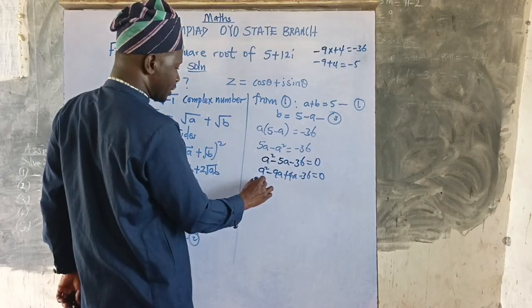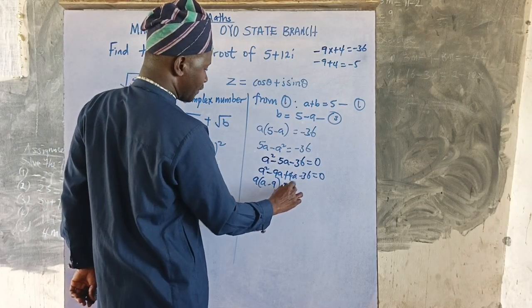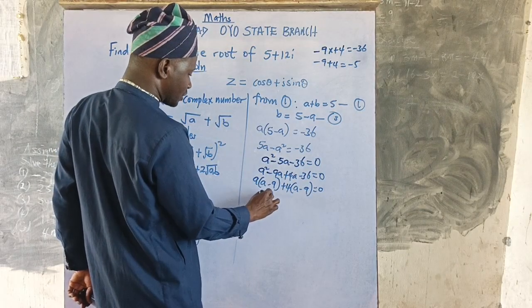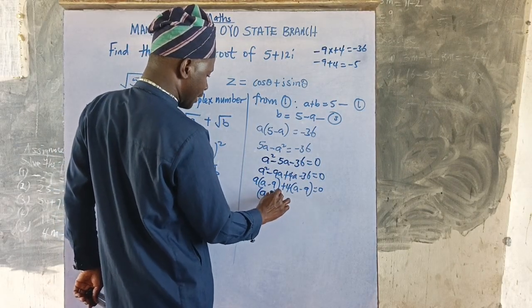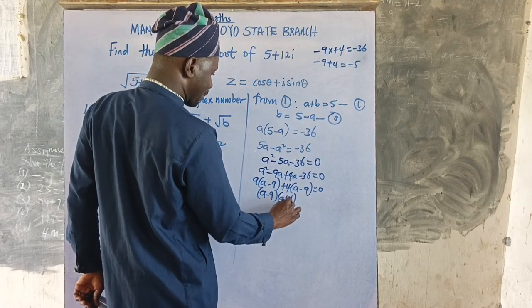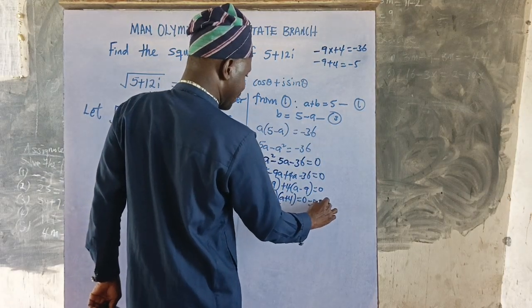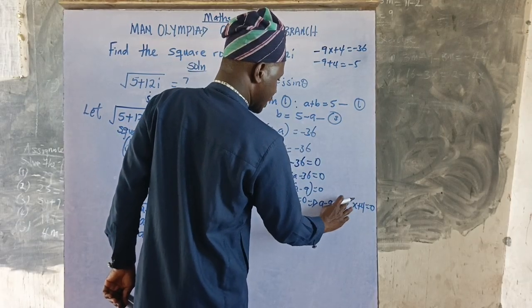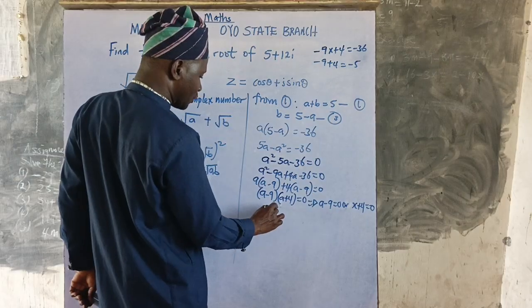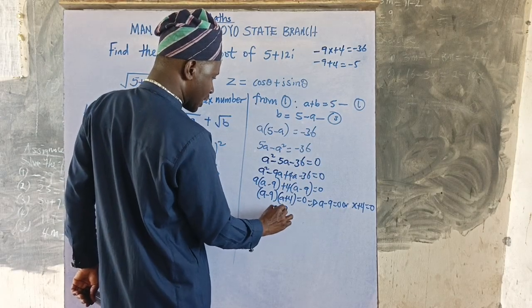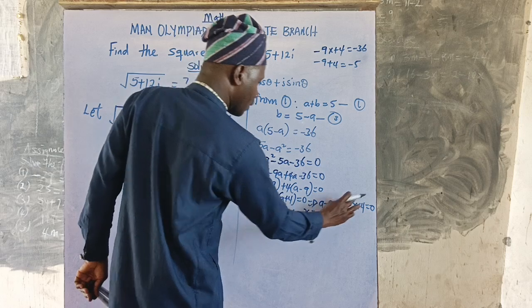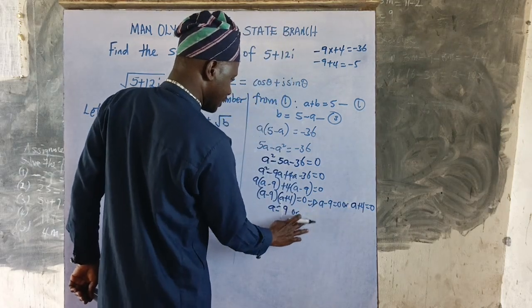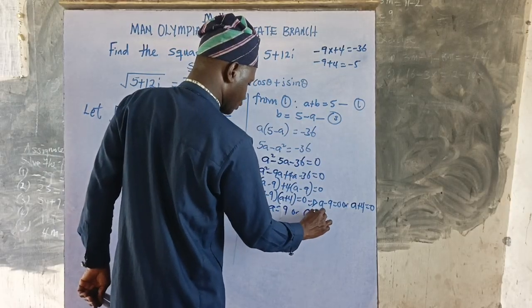Now, A is a common factor here, A minus 9, then 4 is a common factor here, we have A minus 9. Therefore, we have A minus 9 multiplied by A plus 4 equals 0, which implies that A minus 9 equals 0 or A plus 4 equals 0. So that is the implication there, which implies A equals 9, or, sorry, we are using the same letter A, A equals minus 4.